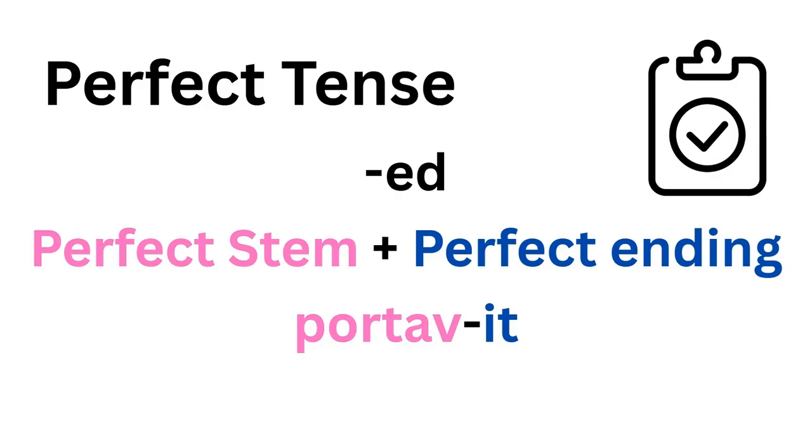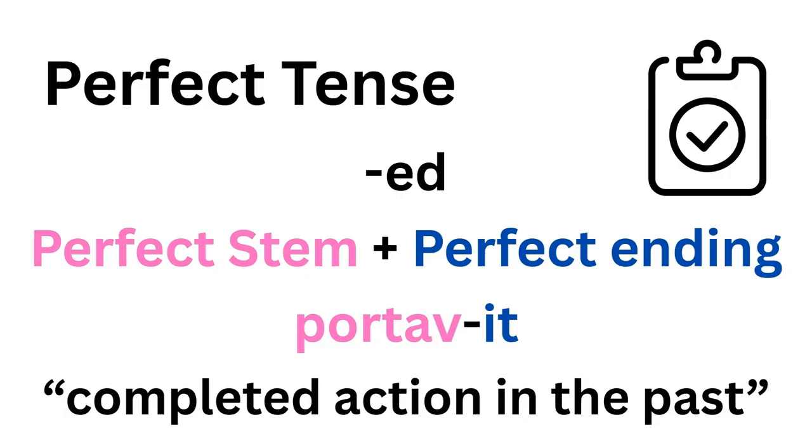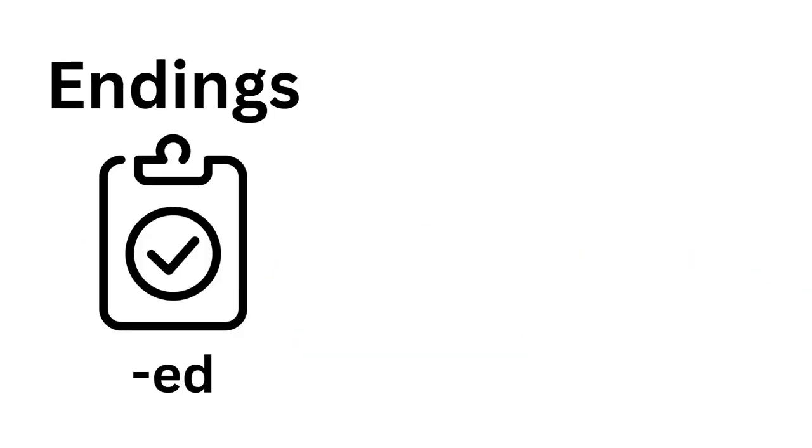This is a completed action in the past. So different from the imperfect, which was a continuous action, this one is done. It's over. I fell over. I walked to the shop. I saw my friend. It's done. It's not still ongoing. Here are the endings of the perfect tense.